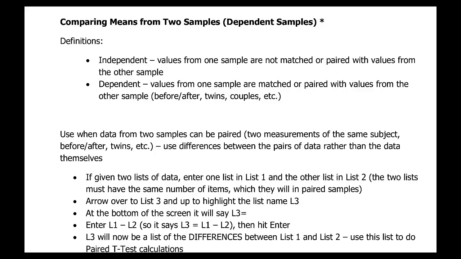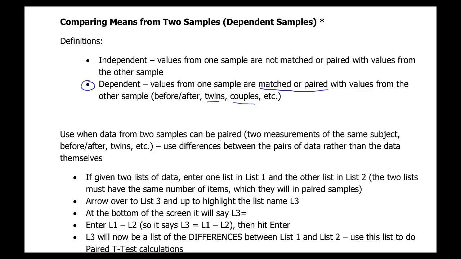We're going to compare means from two samples again, except this time they're going to be dependent samples, which means they're going to be matched or paired between the two groups. So again, now we're going to be looking at before and after, or pre-test and post-test on the same person, or something between groups that's paired, such as twins or couples. It might also be two measurements on the same day, where there's some reason that one value for one sample can be paired with a value from the second sample.